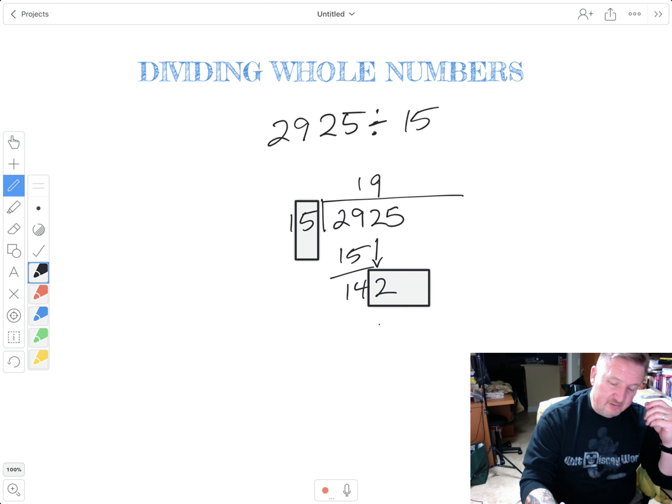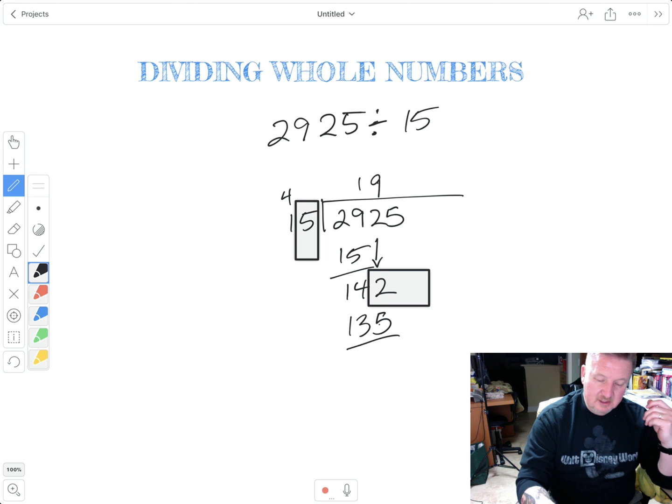9 times 5 is 45. 9 times 1 is 9, plus 4 is 13. Okay, so that looks like that's my number because this is smaller than 142. 5 from 12 is 7. And then 3 from 3 is 0. 1 from 1 is 0. So my remainder is 7. So I got this 5 that I need to bring down.